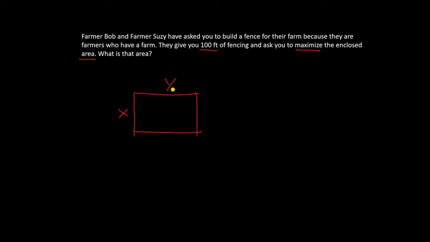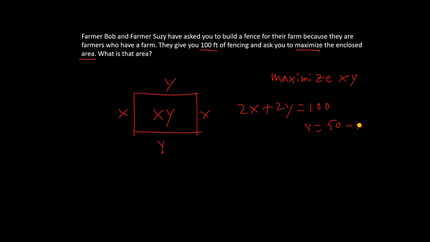Now, let's write some equations. We have two variables, so we want two equations. The area is xy, so we want to maximize xy. We also know that the perimeter, which is 2x plus 2y, equals 100. So y equals 50 minus x.